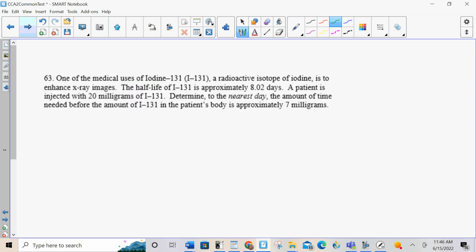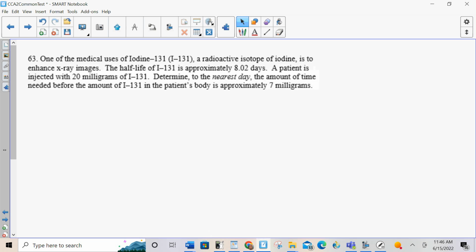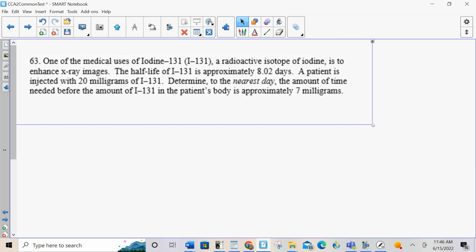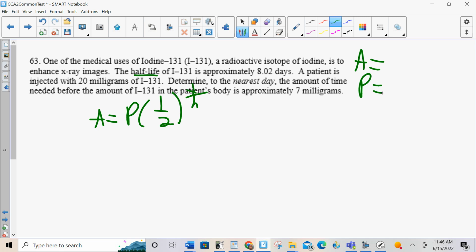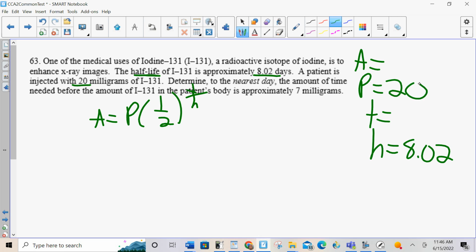One of the medical uses of iodine. We saw something very similar to this earlier. It's really the same problem, it's just a different ending. The half-life formula. Write down the formula for half-life. A, P, t, h. The half-life is 8.02 days, so h is 8.02. A patient is injected with 20 milligrams. That's your initial amount. Determine, to the nearest day, the amount of time needed before the amount in the body is 7.